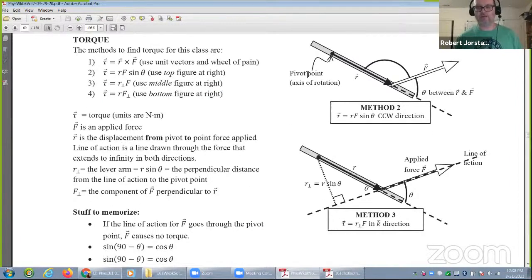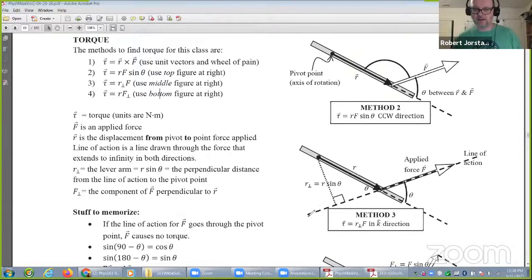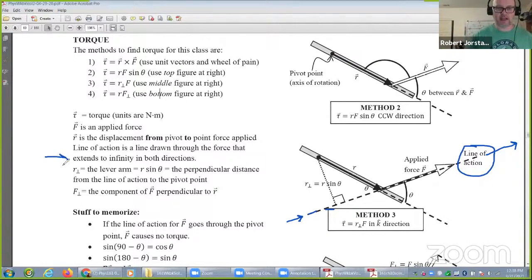Look at problem 3 here. All right, so notice here, this dotted line, this line right here that I drew an arrow to, that is a special line. It's called the line of action. It's a special term. Line of action is a line drawn through the force that extends to infinity in both directions. It's an infinitely long line.